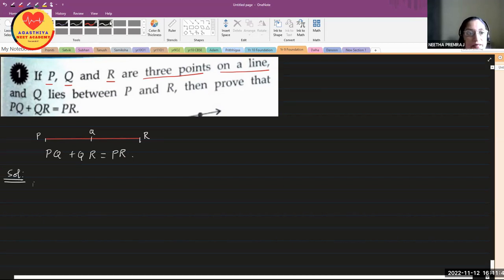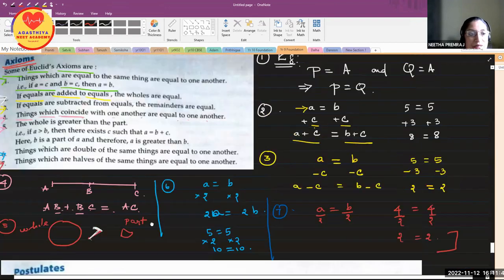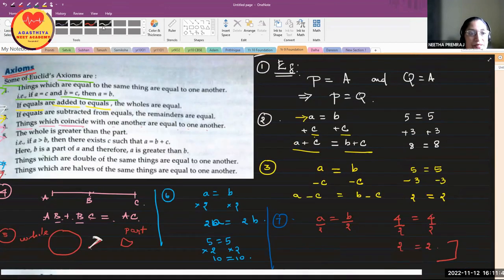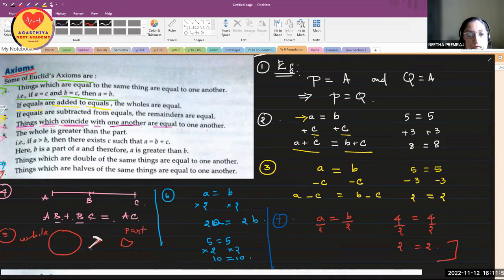We'll go back. There we see axiom. What is axiom? The fourth axiom. You see the fourth axiom? Things which coincide with one another or equal to one another. So that is what by axiom 4, you can write this axiom or simply you can write.